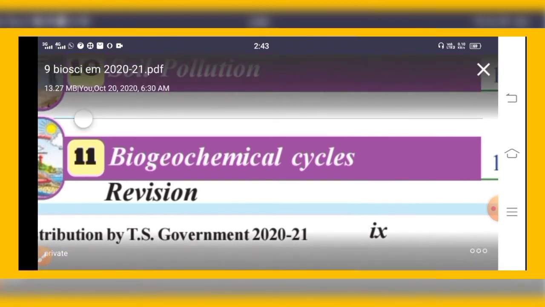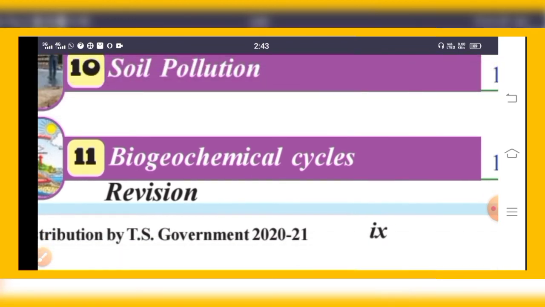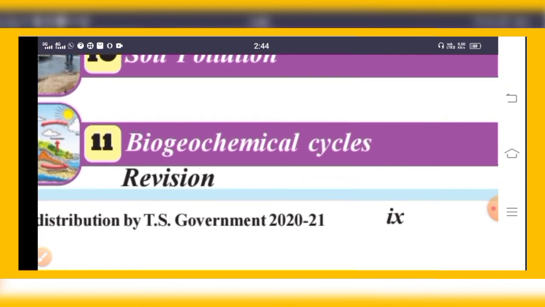And biogeochemical cycles. Here bio means life, geo means earth, and chemical means components like carbon dioxide, oxygen, nitrogen, sulfur, and phosphorus. These components rotate in the atmosphere. They move from living things to atmosphere, atmosphere to earth, earth to water. For example, oxygen is 21%, nitrogen 78%, and carbon dioxide 0.03%. Their proportions never reduce, because they continue to cycle and recycle in nature.